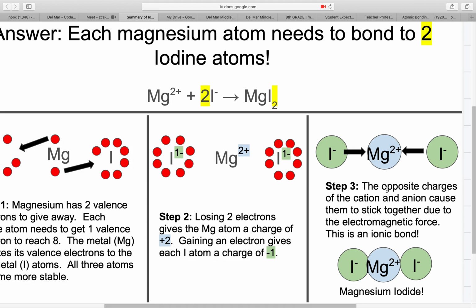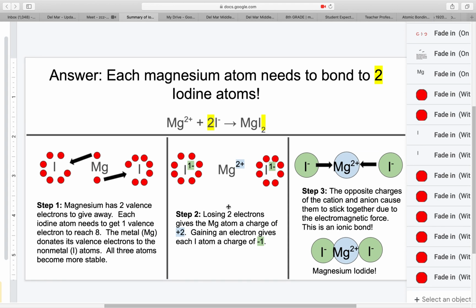Those opposite charges are going to attract one another. They're going to stick together due to the electromagnetic force, and this is an ionic bond. And so now we've got ourselves magnesium iodide. With every 1 positively charged magnesium atom, we're going to have it bonded to 2 negatively charged iodine atoms due to that difference in their overall charges.